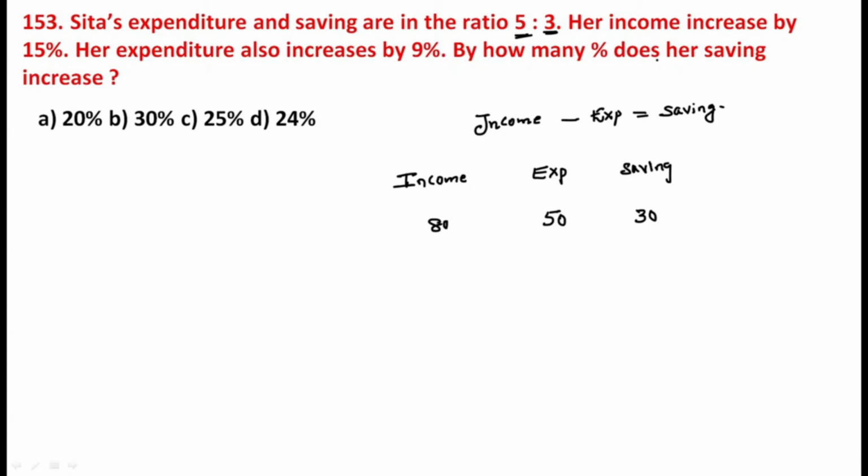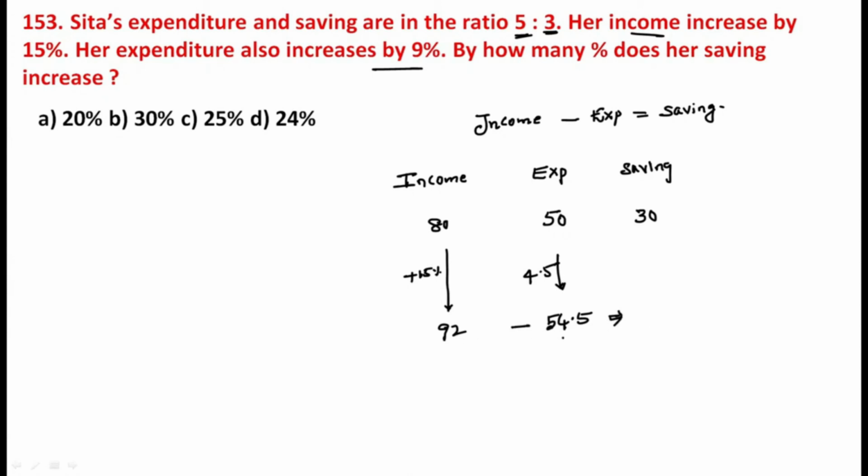Now see the information. Her income is increased by 15%. See, 10 percentage of 80 is 8, 5 percentage is 4, 8 plus 4 is equal to 12 rupees. Now it becomes 92 rupees. In the same way, the expenditure increases by 9 percentage. See, 9 percentage of 50 is exactly equal to 4.5. Now the value becomes 54.5.